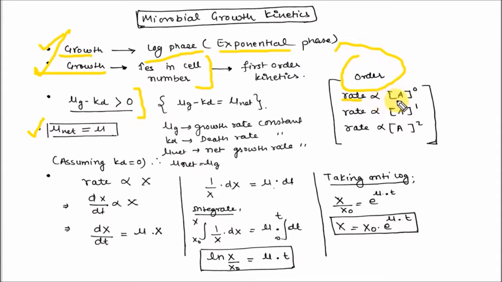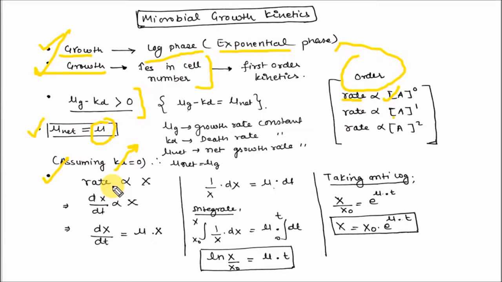When the rate is directly proportional to the 0 power of limiting substrate or limiting reagent, then this is 0 order. When it is directly proportional to the 1 power of limiting nutrient, that is first order. When it is directly proportional to the 2 power of limiting nutrient, then it is second order of reaction. Here it follows the first order of reaction.